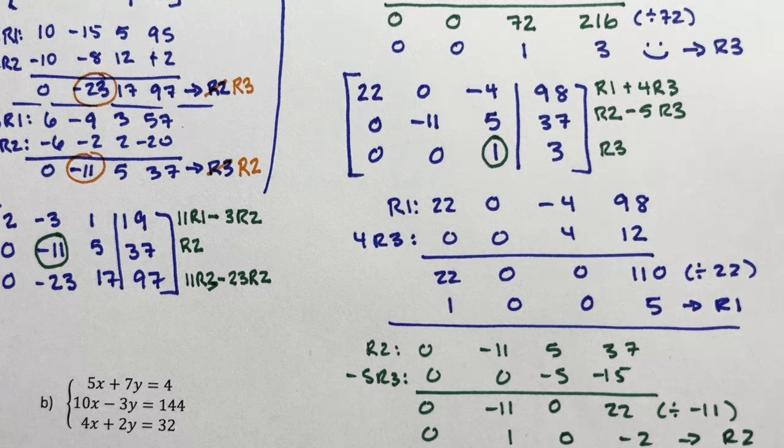So row 1 becomes 1, 0, 0, 5. Row 2 is 0, 1, 0, negative 2. Row 3 is 0, 0, 1, 3. Our answer is always an ordered pair.